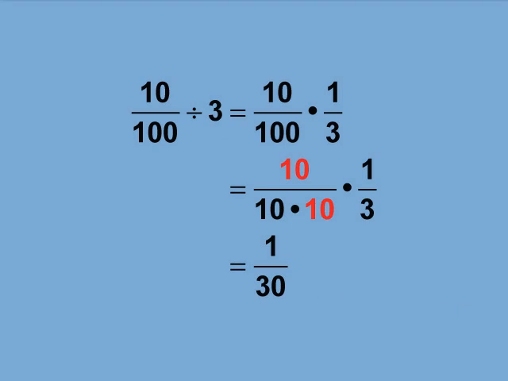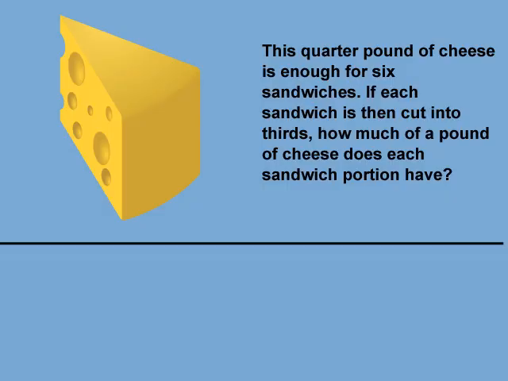Let's look at a final example. This 1/4 pound of cheese is enough for 6 sandwiches. If each sandwich is then cut into thirds, how much of a pound of cheese does each sandwich portion have? We start with a fraction, 1/4, which represents the amount of cheese. The cheese is sliced into 6 equal portions for sandwiches, and those sandwiches are further cut in 3.